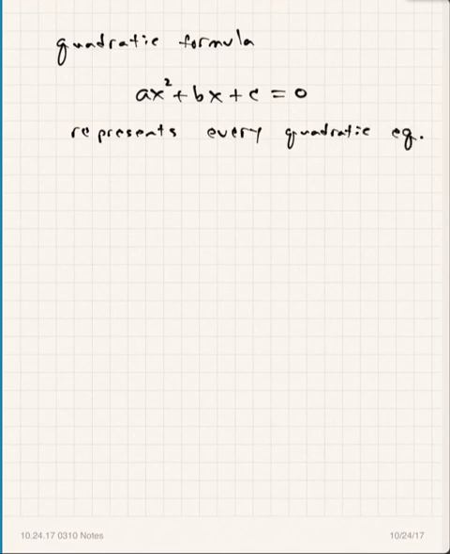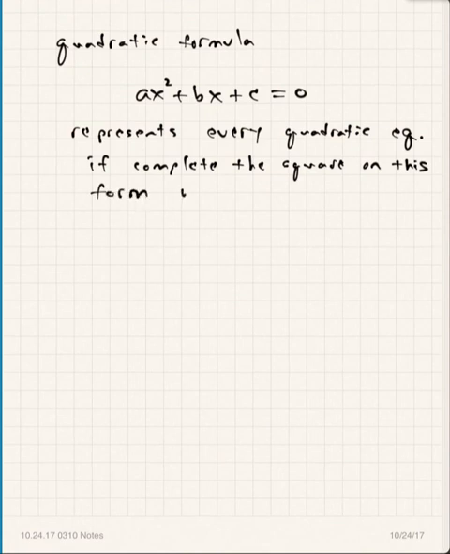So if you solve that, if you complete the square on this equation, and it's not easy to do, it's really messy, but if you complete the square on this form, what you end up with at the end is this.